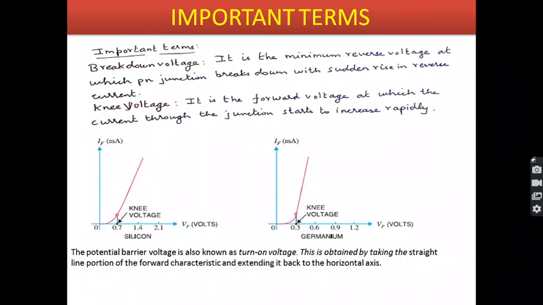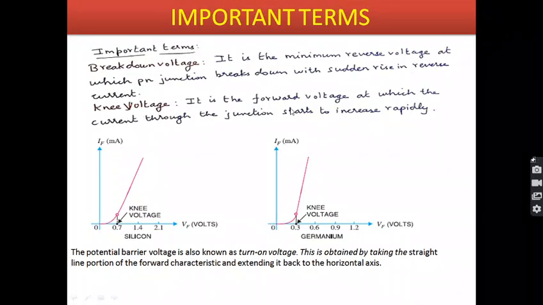So when your temperature increases, your current will also increase. Once current increases, it will further increase heat dissipation. As a result, it will end up damaging the junction. So this breakdown voltage should be kept under check.